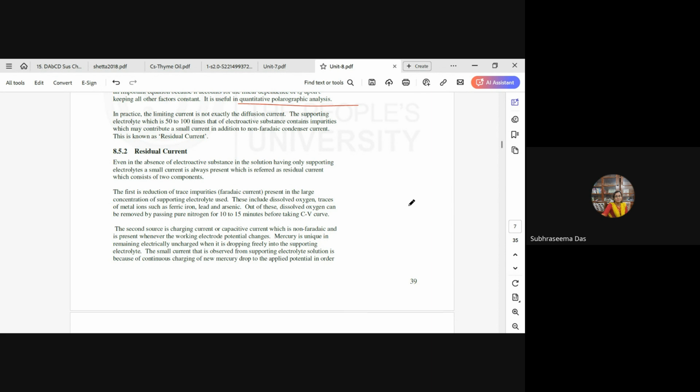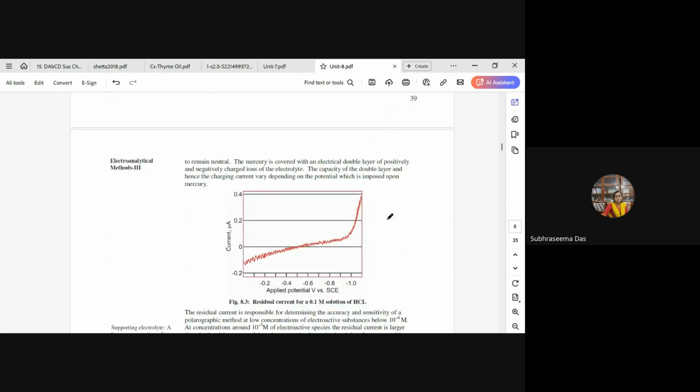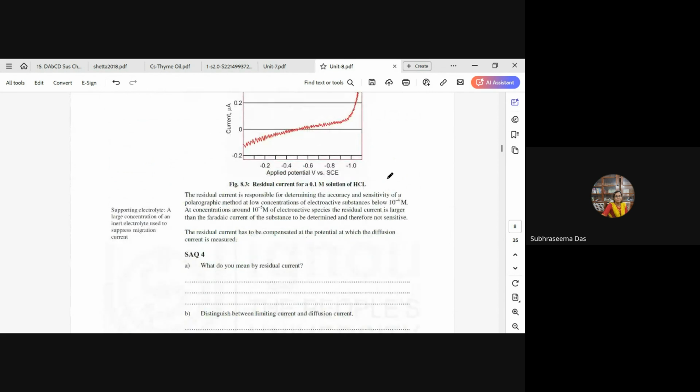Out of these, dissolved oxygen can be removed by passing pure nitrogen for 10 to 15 minutes before taking a CV curve. The second component of a residual current is the charging current or capacitive current, which is non-Faradaic, and it is present whenever the working electrode potential changes. The mercury here is covered with an electrical double layer of positively and negatively charged ions of the electrolyte. The capacity of the double layer, and hence the charging current, varies depending on the potential that is applied. Figure 8.3 shows a residual current for a 0.1 molar solution of HCl.